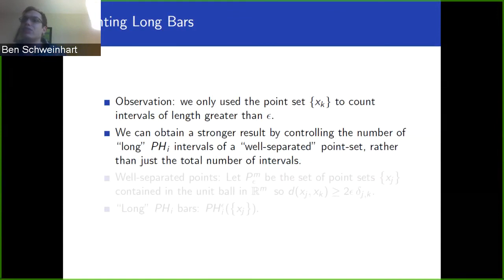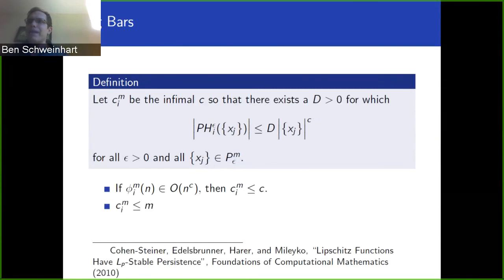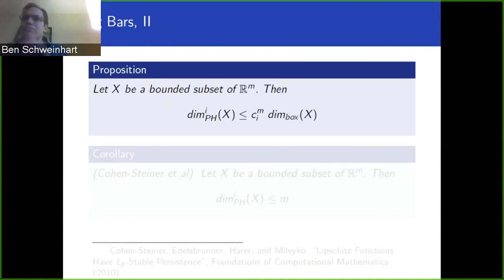That's the idea. I don't have time to go into it that much, but the basic idea is we let C_PH be an exponent so that the number of persistent homology bars of length greater than epsilon, of a point set where all the pairwise distances are greater than 2 epsilon, is controlled by it. So before we were looking at the total number of intervals, and we wanted that to be less than or equal to some power law, right? We wanted to look at the exponent of that. So the point here is that we can look at the bounds for the number of long persistent homology bars of a well-separated point set and also get an upper bound. I'm not going to go into the details of that, but I just wanted to point it out.